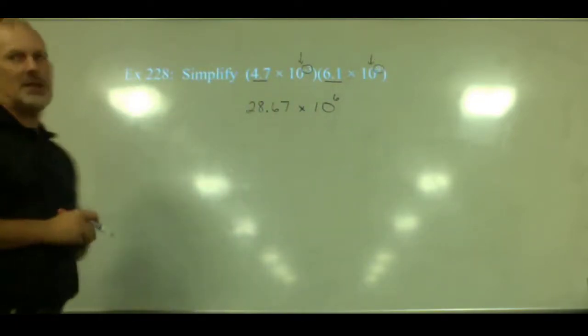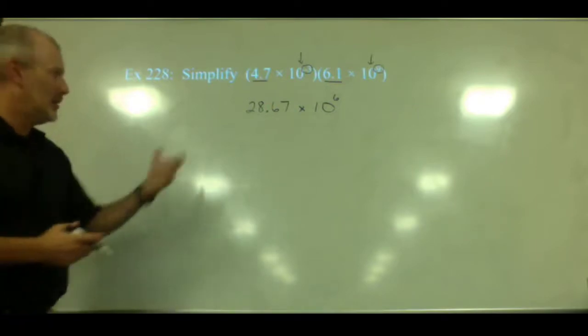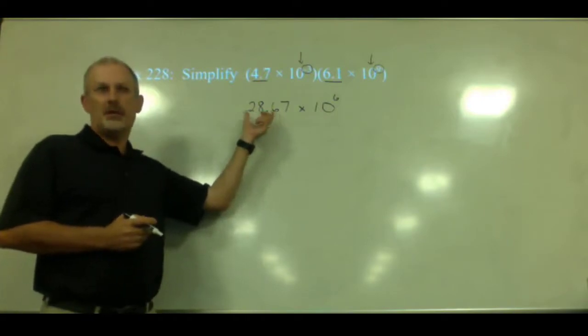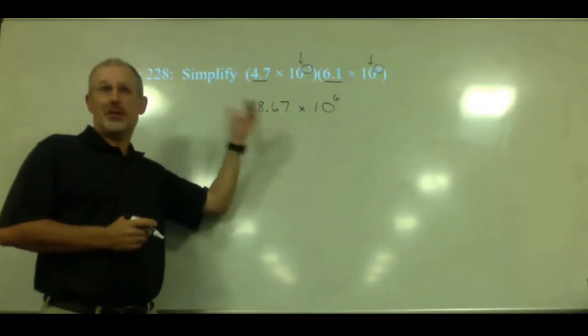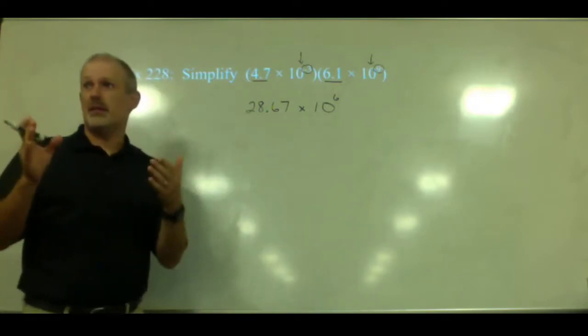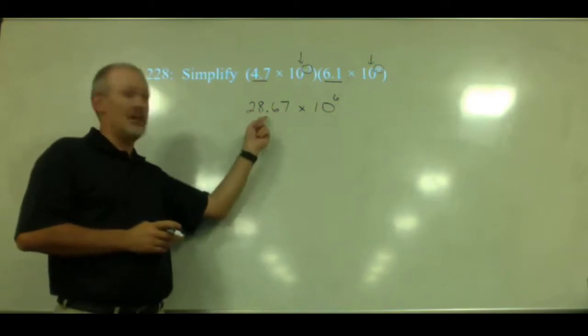Okay, now here's the issue. We have an issue here that we have not had yet. This number right here is too big. Because this number is always supposed to be, if you look back at the very beginning, between 1 and 10. So it's too big. You see where the decimal point is and where it's supposed to be?